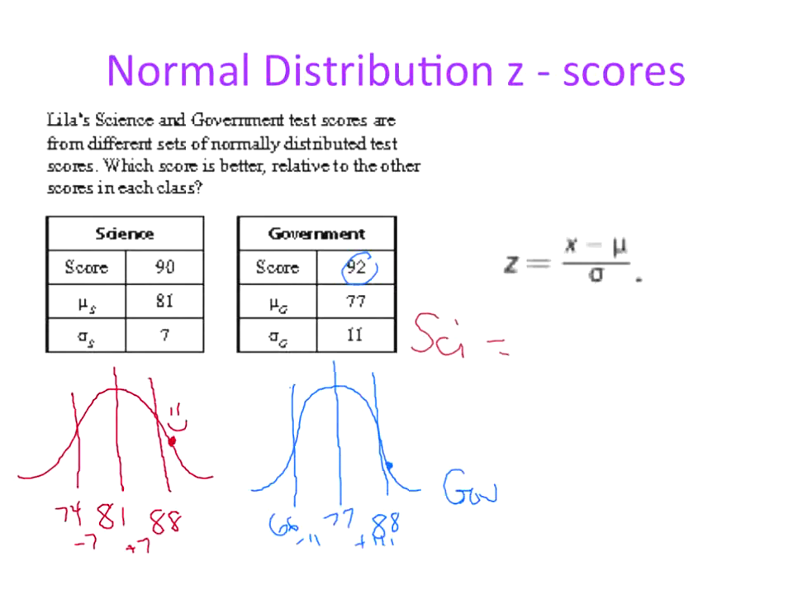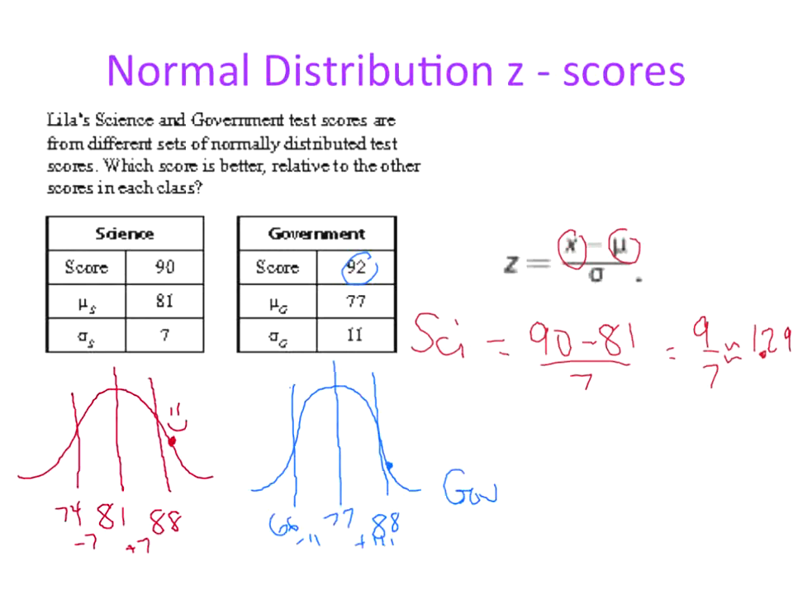Okay, science. For the science Z-score, we're going to take our score minus the average. So our score was a 90 minus the average, which is 81. And we're going to divide it by the standard deviation, which is a 7. We okay with all three of those numbers, where they came from? They gave it to us in the problem. So I'm going to get 9 divided by 7, which is about 1.29.